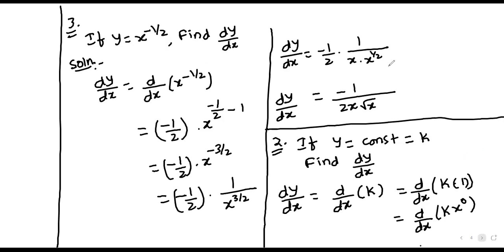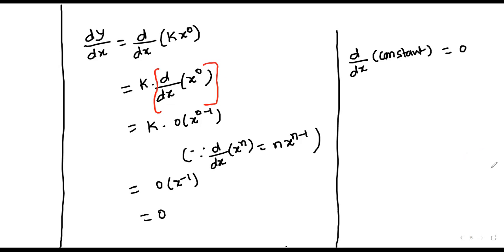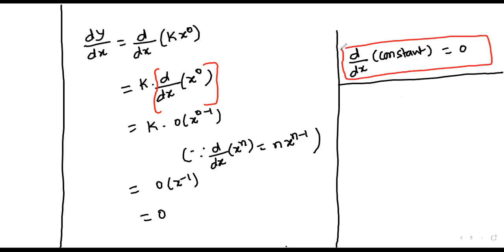This page is completed. One minute, write this page down. This is the formula: d by dx of a constant is 0.